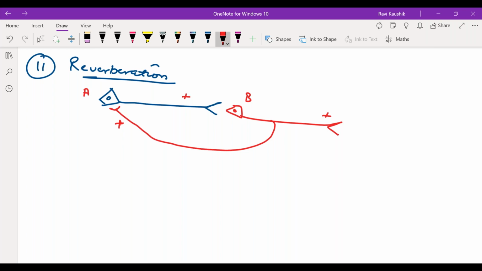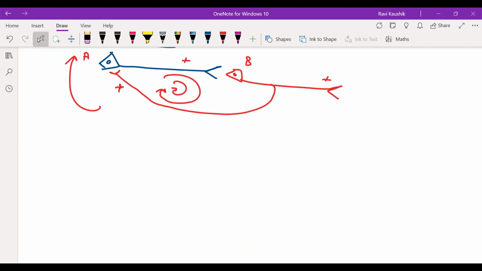A is exciting B, and B is again now discharging, or you can say depolarizing, A again. Because of this formation, there would be repetition of the action potential, or repetition of the discharge basically. So this would be known as nothing but reverberation. So this is a reverberation circuit, right? Okay.